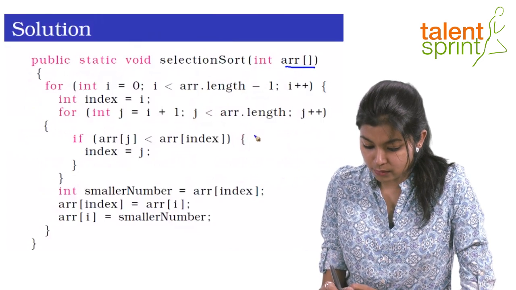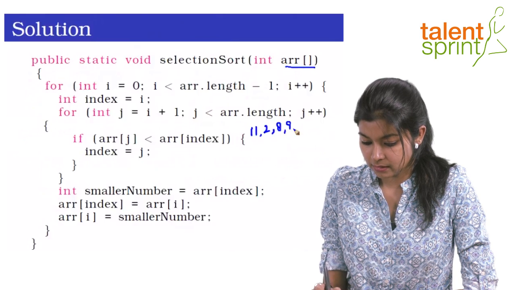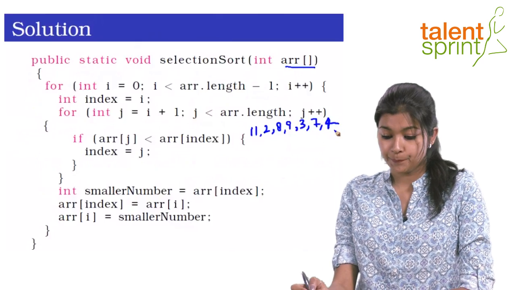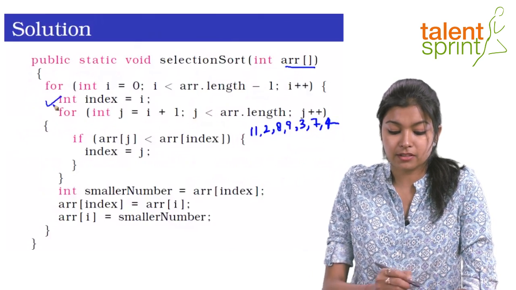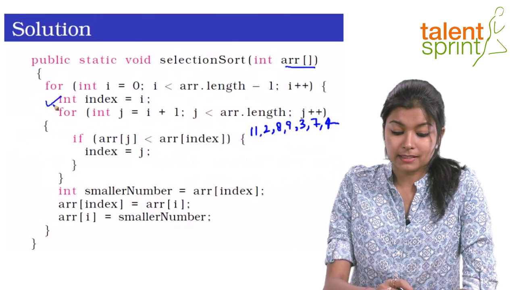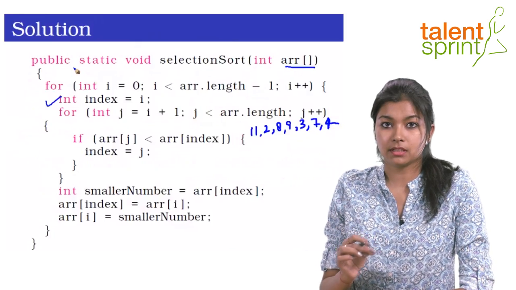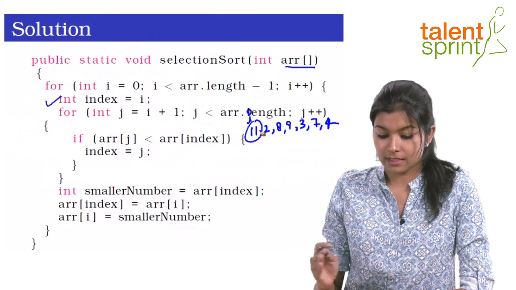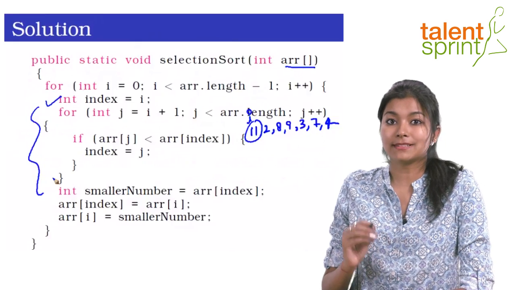So let's say our array to be sorted is 11, 2, 8, 9, 3, 7, 4. Alright. Now in the first iteration, i is 0 and index is initialized to i. Now we get inside this for loop. What this for loop does is it will find the smallest element in the rest of the array. So i is initialized to 0, which is 11, and now in the remaining array, that is from 2 to 4, the second for loop will find the smallest element.